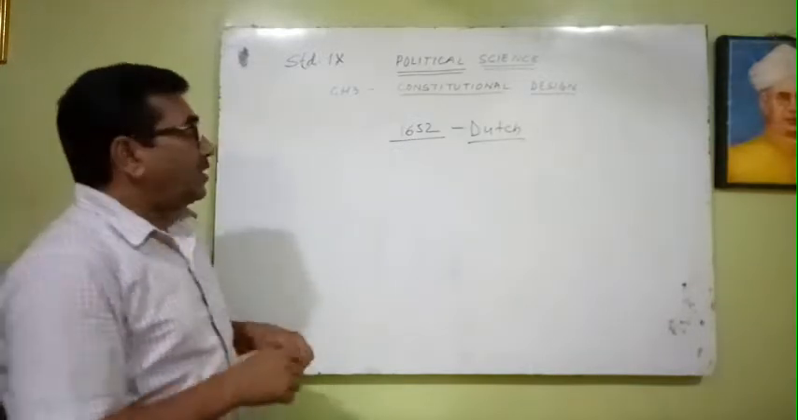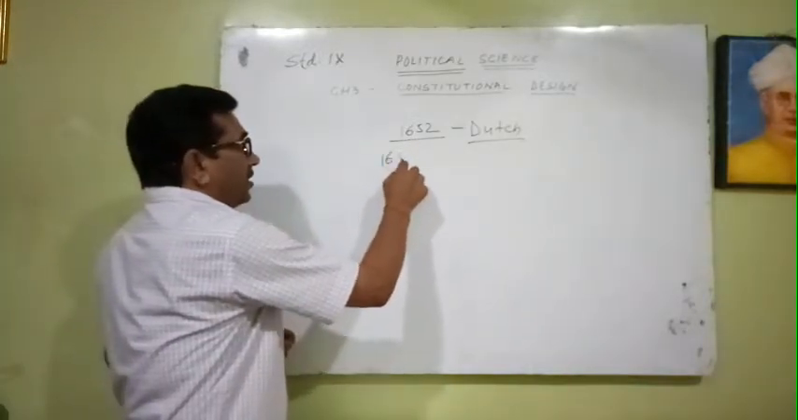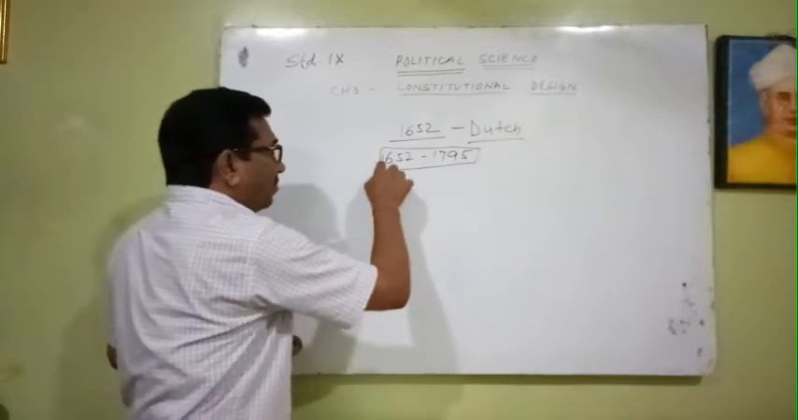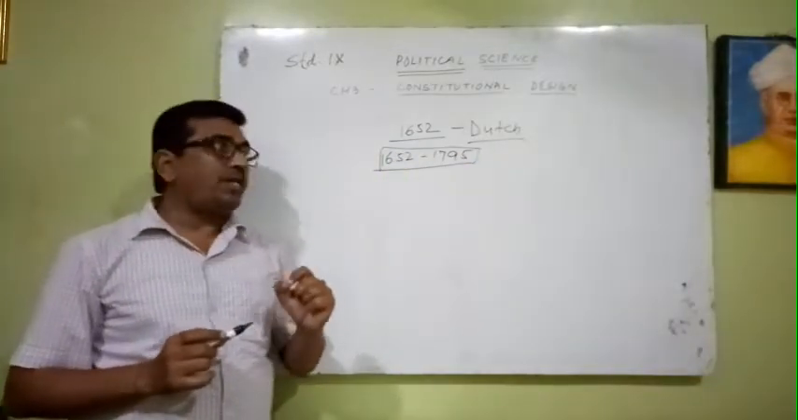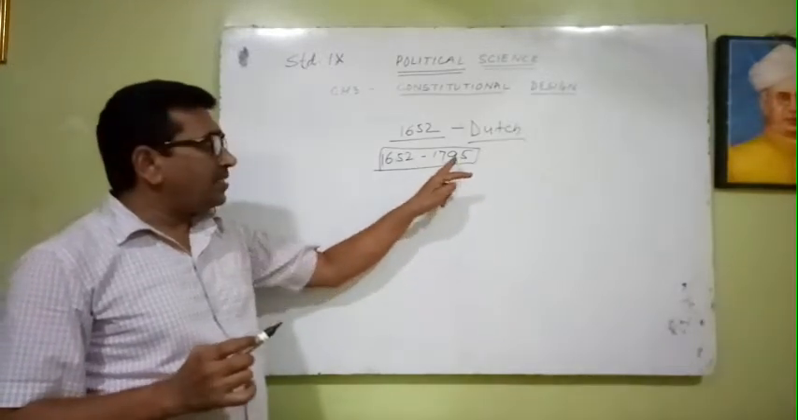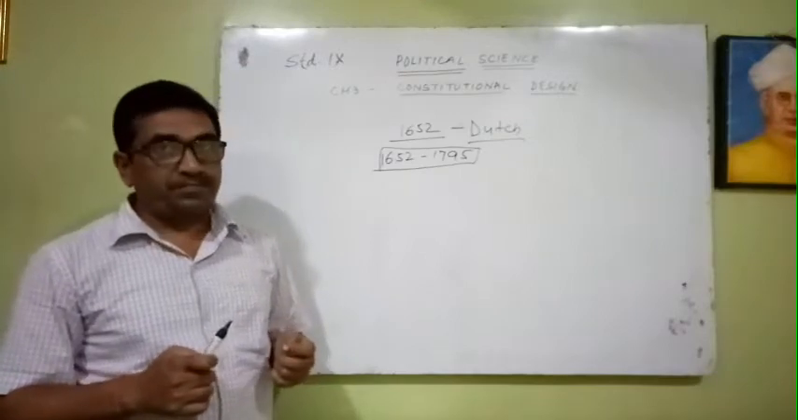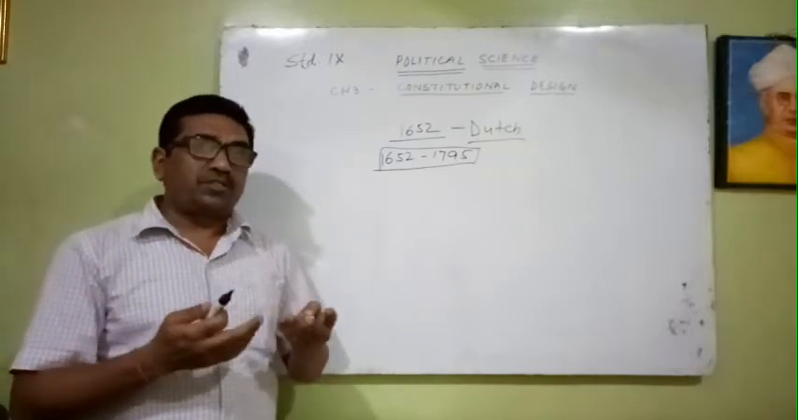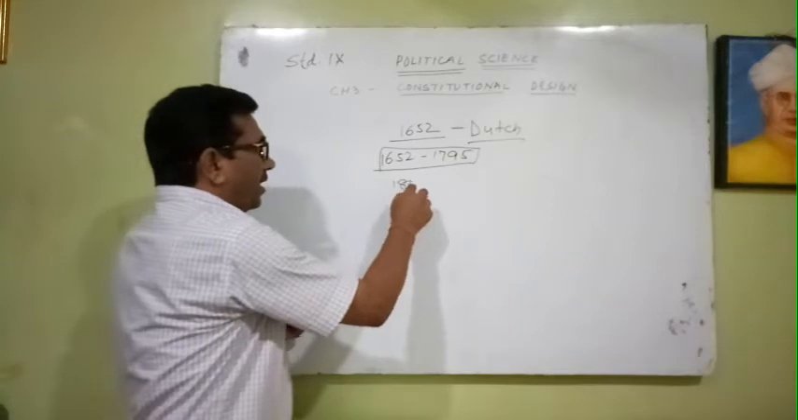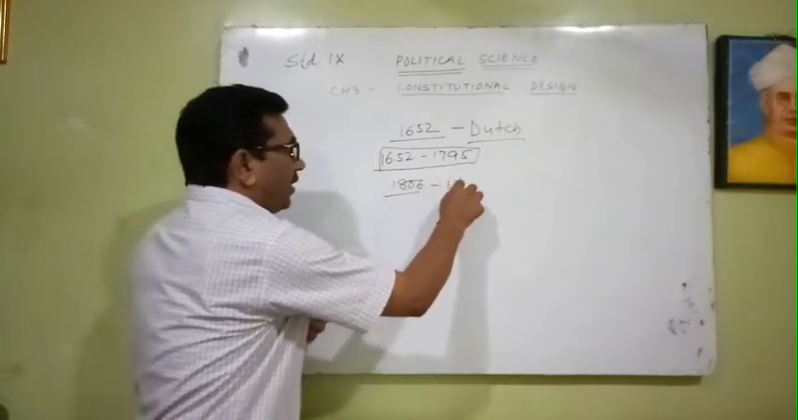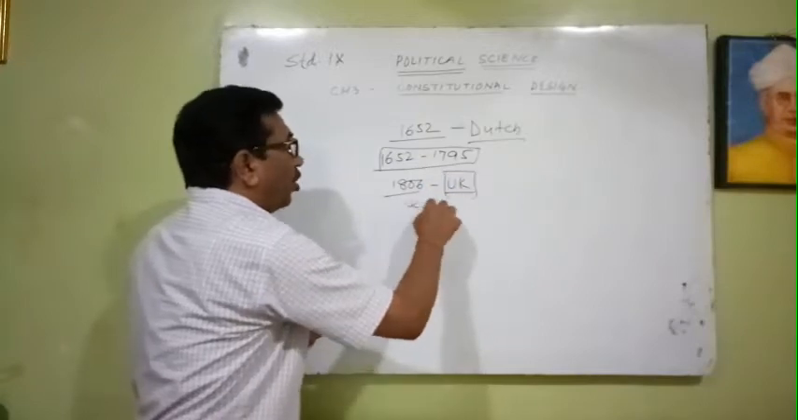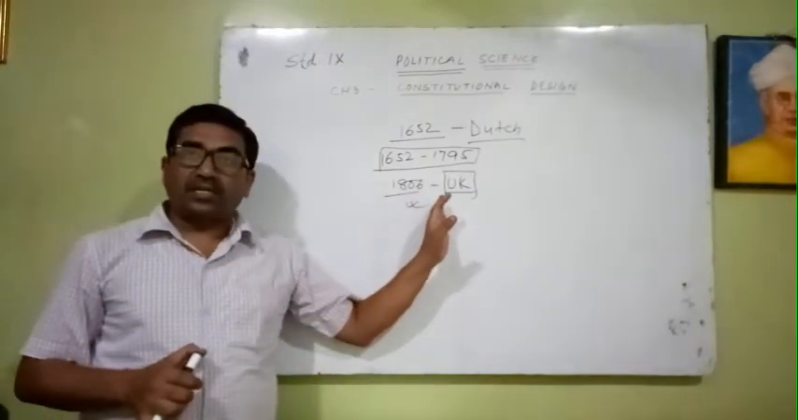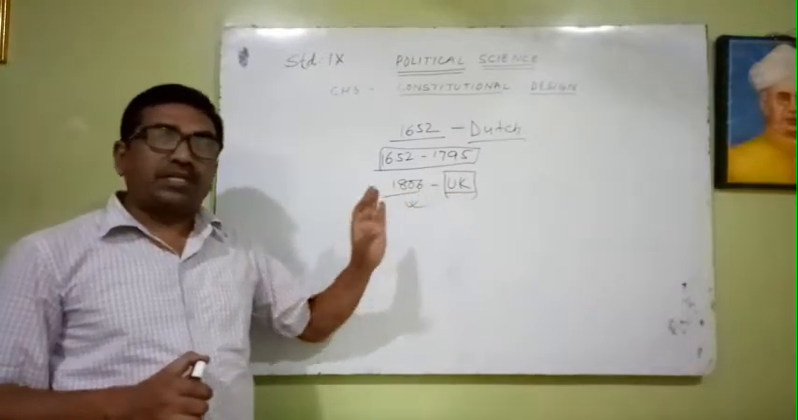In 1652 it became the colony of the Dutch. It continued till 1795, South Africa being the colony of the Dutch. Then in 1795 the British came, but could not hold it for long. They had to surrender this territory again to the Dutch, but finally from 1806 onward, the UK became the colonial power of South Africa.